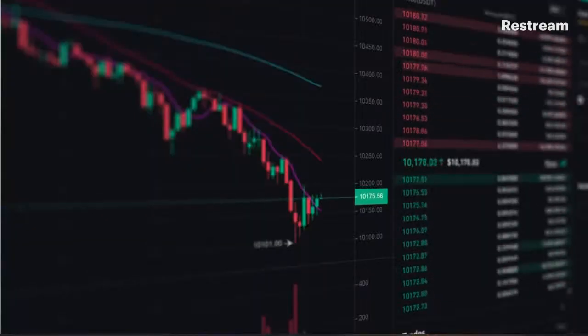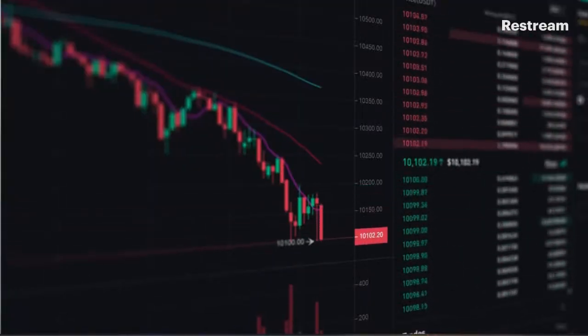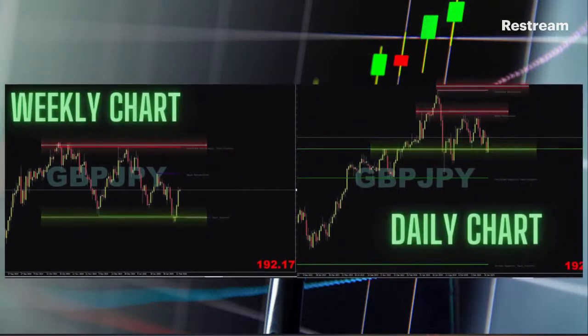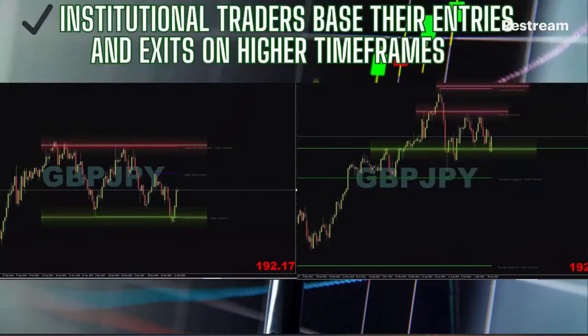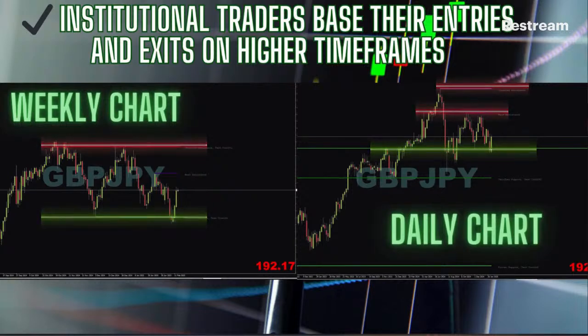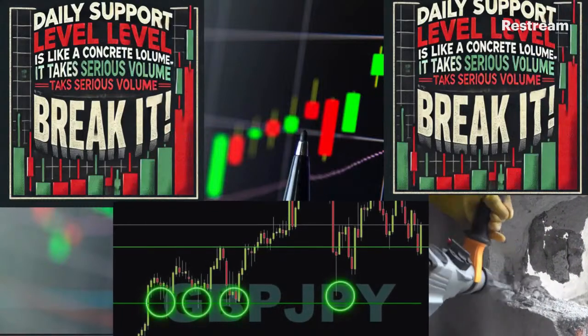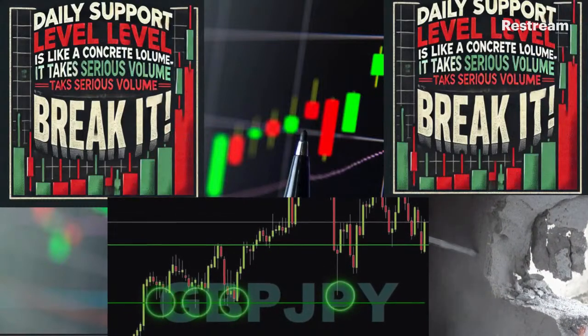These levels get broken all the time. The real money is watching daily and weekly key levels. Why? Because institutional traders base their entries and exits on higher time frames. A daily support level is like a concrete wall. It takes serious volume to break it.